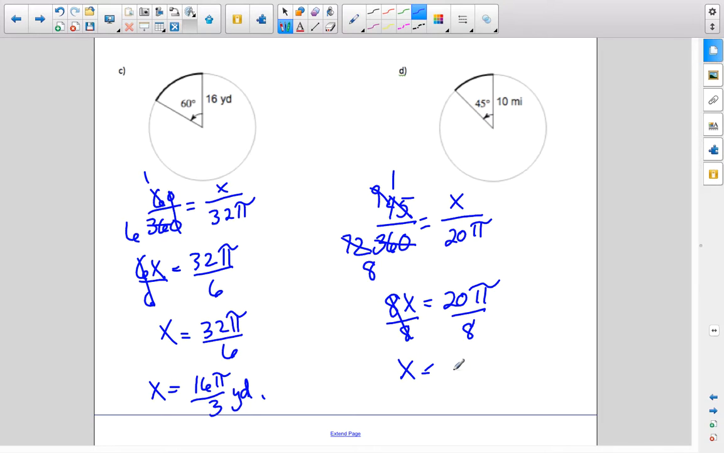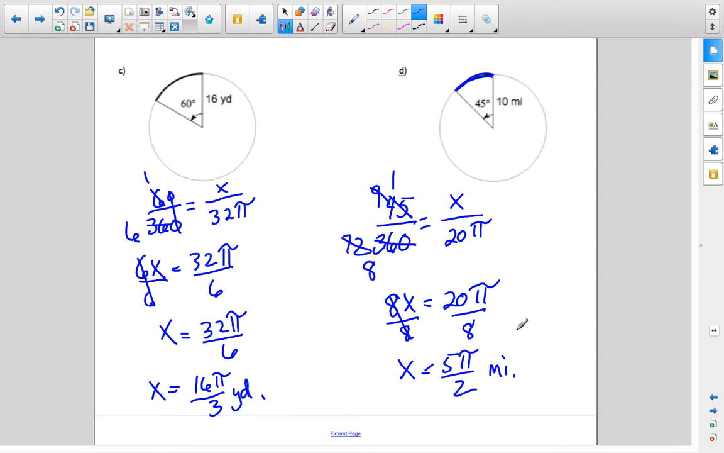Let's divide by 2, and then, well, let's divide by 4. And we'll get 5 pi over 2 for our answer. And that is in miles. And remember, it's arc length, linear measurement, so it's just miles, not miles squared.